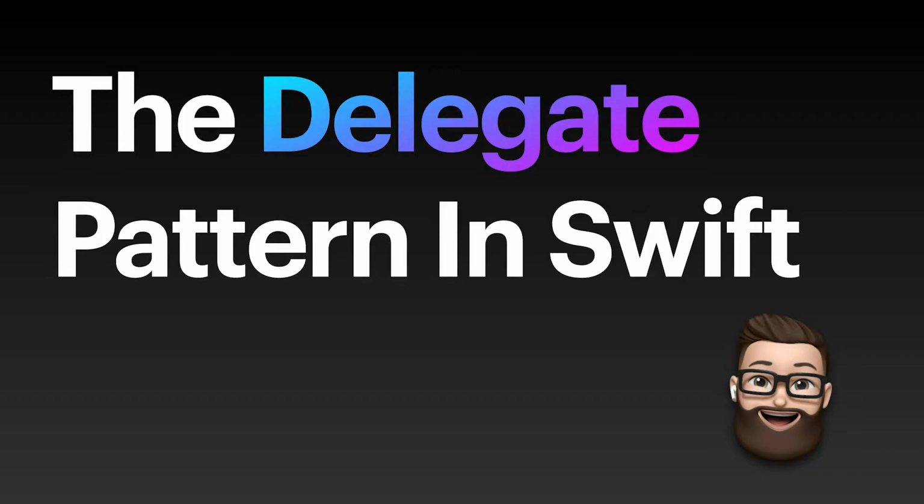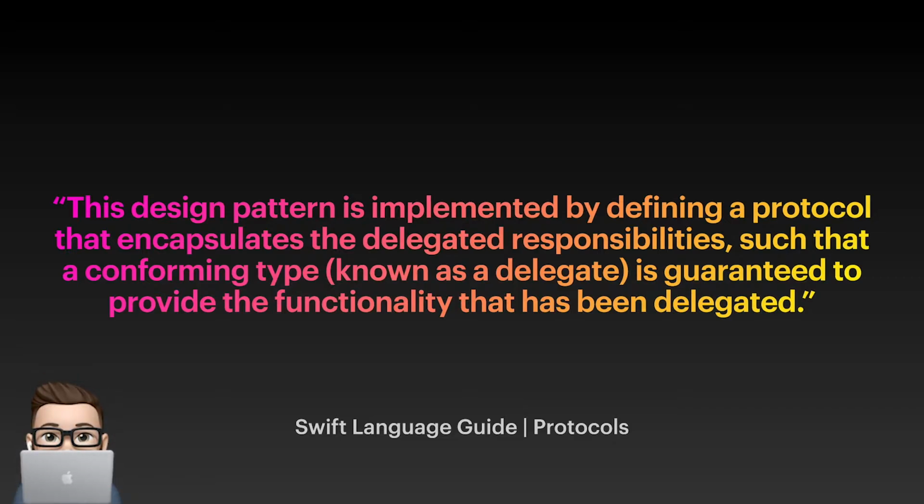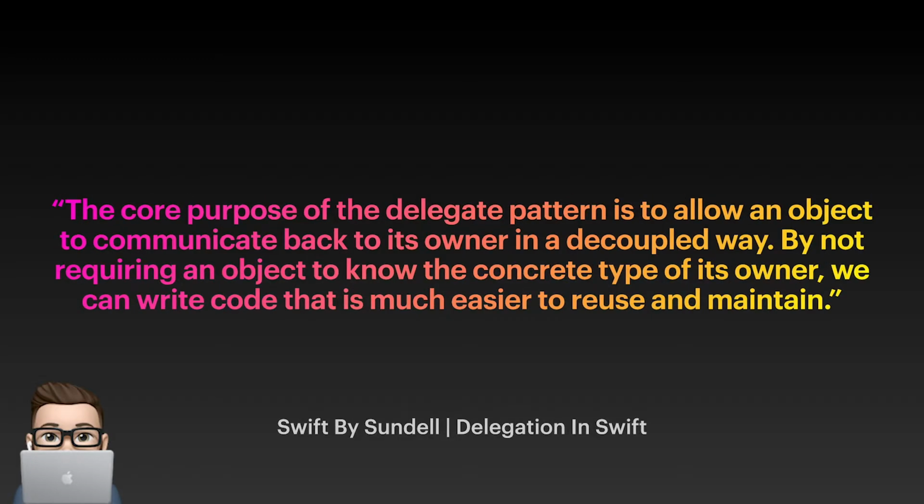It is no wonder that people have a hard time with this pattern. Just take a look at some of the terms that are used to explain it. For instance, this quote from the Swift language guide. This design pattern is implemented by defining a protocol that encapsulates the delegated responsibilities such that a conforming type, known as a delegate, is guaranteed to provide the functionality that has been delegated. That's not particularly beginner-friendly.